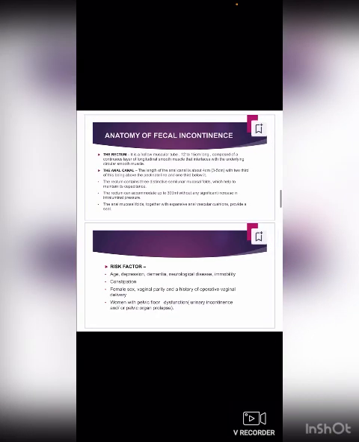Anatomy. The rectum is a hollow muscular tube 12 to 15 centimeters long, composed of a continuous layer of longitudinal smooth muscle that interdigitates with the underlying circular smooth muscle. The anal canal is about 3 to 5 centimeters long, with 2/3 of it above the pectinate line and 1/3 below it. The rectum contains 3 distinctive semi-lunar mucosal folds which help to maintain its capacitance. The rectum can accommodate 300 ml without any significant increase in the intraluminal pressure. The anal mucosal folds, together with expansive anal vascular cushions, provide a seal.